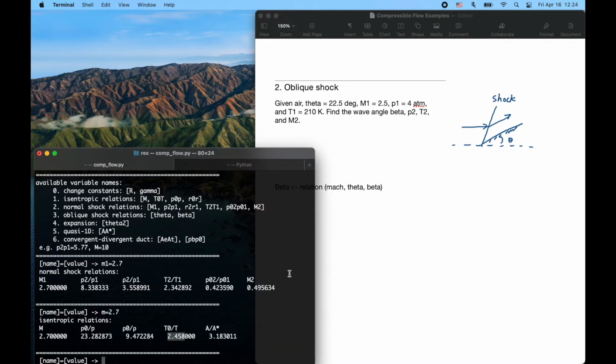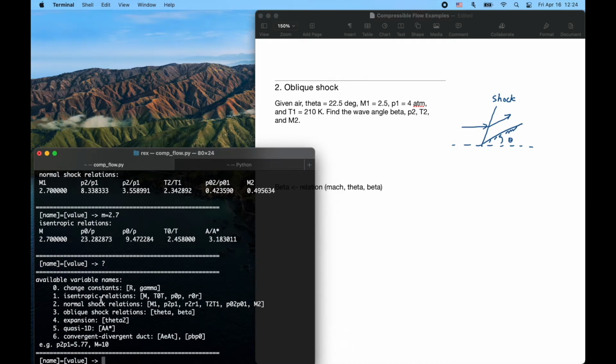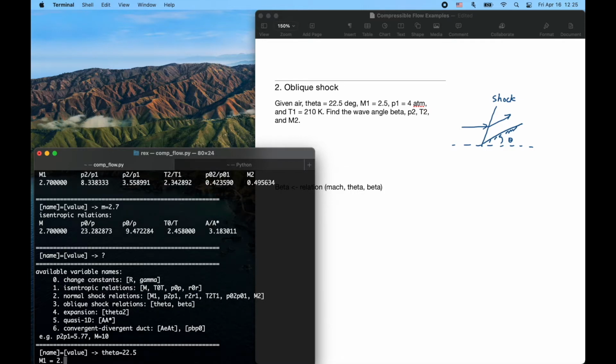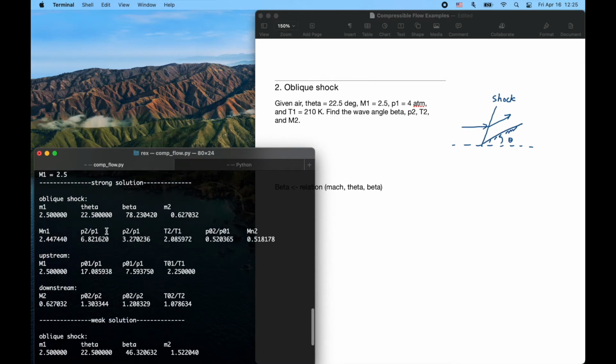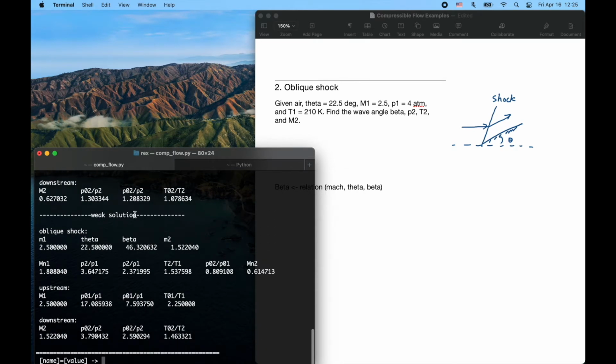And in my code, it's oblique shock. Just give it theta. Our theta is 22.5 degrees. Mach number 1 is 2.5. And we are only looking for the weak solution. And here we find that beta equals this number.